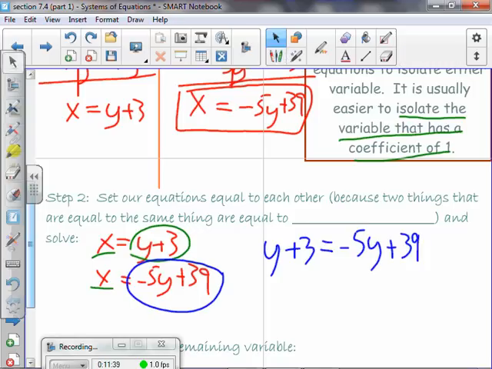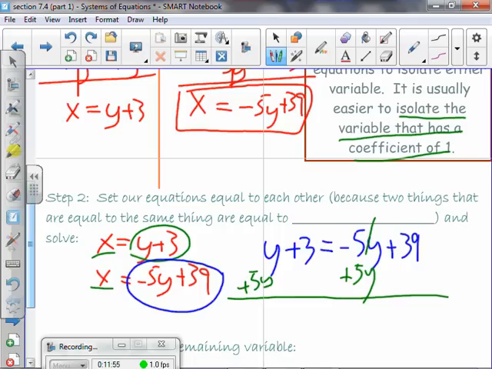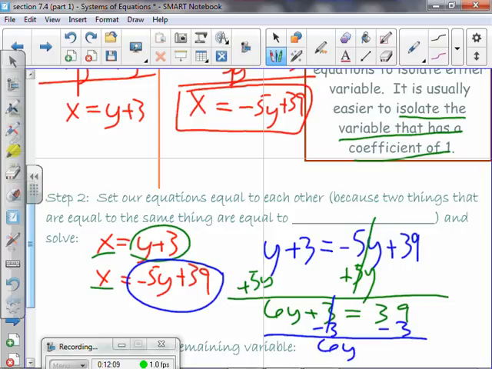And then it's just a simple matter of solving like we've been doing over and over again. We don't want variables on both sides, so we get rid of the smaller one. In this case, negative 5 is smaller than 1. So plus 5y, plus 5y. These add up to 0. I am left with 6y plus 3 equals 39. I will subtract 3 from both sides. I am left with 6y equals 36.